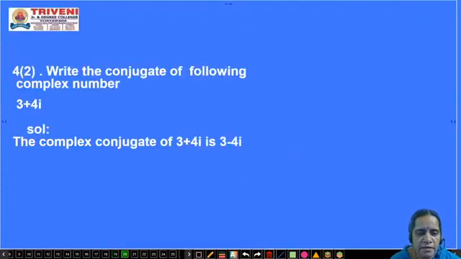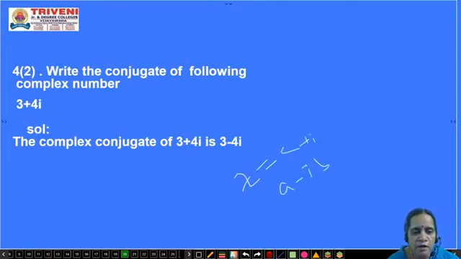And then the next one is to write the conjugate of a complex number. Already we know the definition of the conjugate of a complex number. The conjugate of a complex number z is equal to a plus ib is a minus ib. Suppose we have 3 plus 4i here.